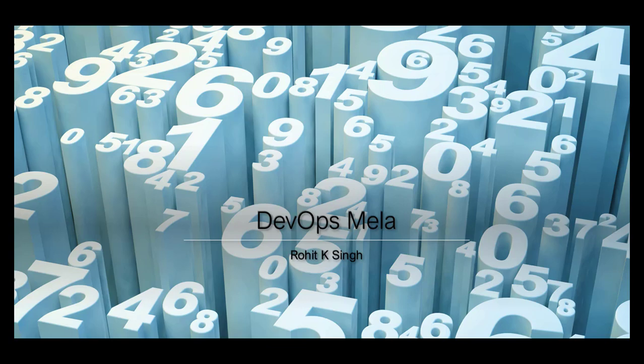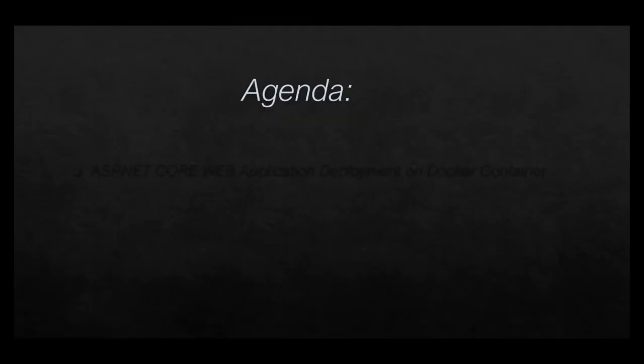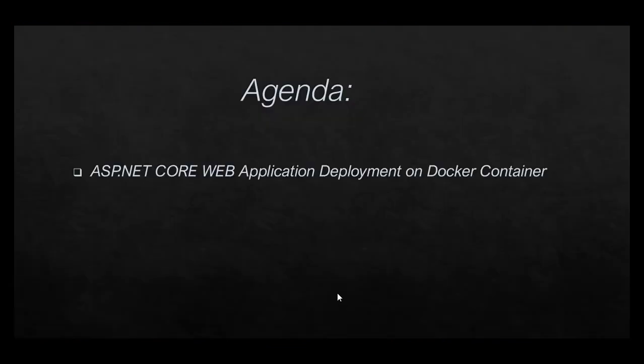In this video tutorial, we'll be walking you through ASP.NET Core web application deployment on a Docker container. Okay, this is the agenda, and we'll be taking several steps. Firstly, we'll be creating and deploying ASP.NET Core application locally. We'll check whether the application is working locally or not, and how do we exactly create it.